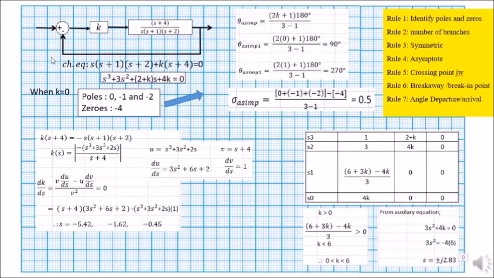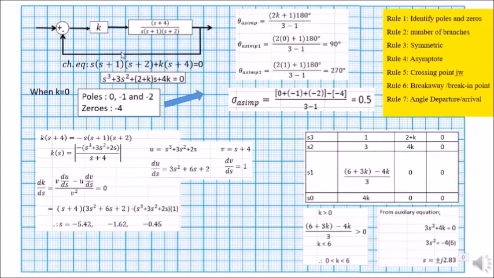For example, we have a closed loop system, this one, with G(s) equal to (s plus 4) divided by s times (s plus 1) times (s plus 2), and with K, which we consider as a controller. So we call it proportional control. And the system has unity feedback, entering at negative, so we call it negative unity feedback.